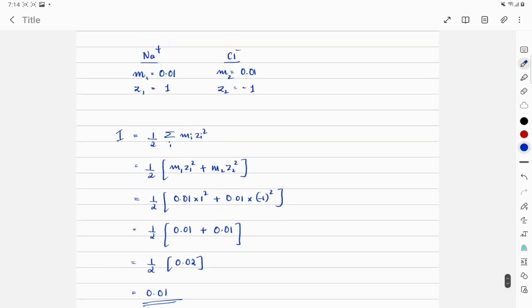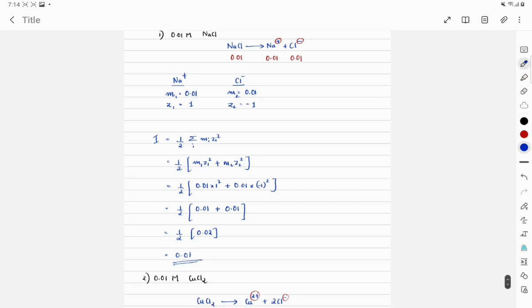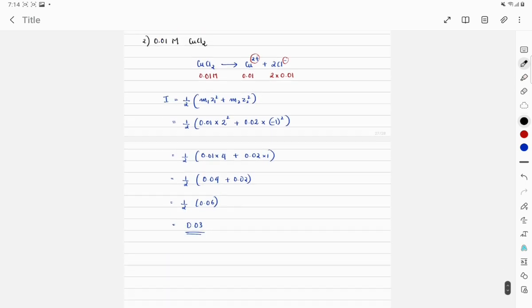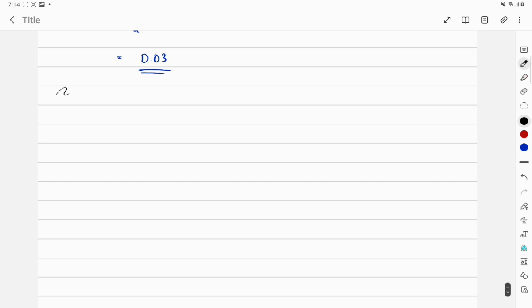So now if we compare both of them, we see that it was the same concentration of the salt initially. Sodium chloride and copper chloride, we took the same concentration, 0.01 molar. But the ionic strength was different because the ionization is different. The number of ions produced on ionization is different for both of them. So let's look at one more question which is of similar concentration. But again, the number of ions produced on ionization is going to change further.